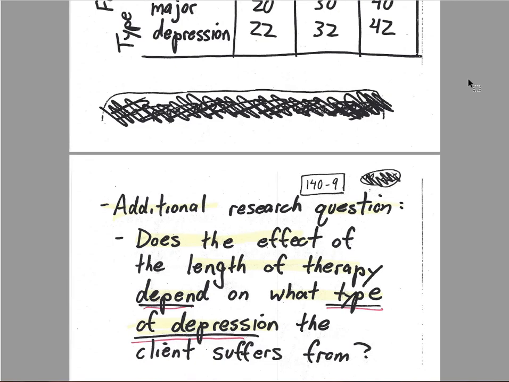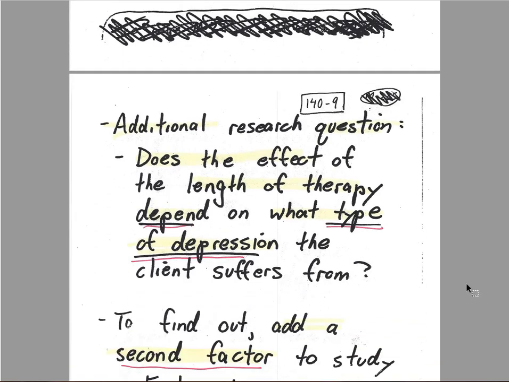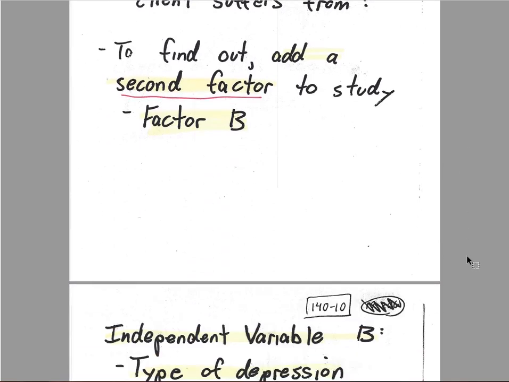But as long as you're conducting an investigation, isn't there an additional research question that you can investigate in the same study? Sure. Why don't we also investigate this research question? Does the effect of the length of therapy depend on what type of depression the client suffers from? Yes, it turns out that there's more than one type of depression. We're going to use type of depression as a second factor in the investigation. Type of depression is going to be factor B.